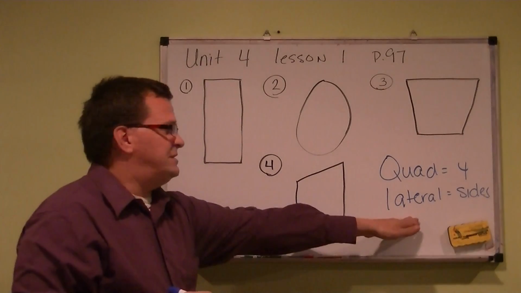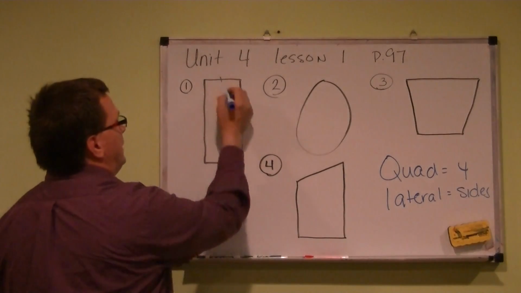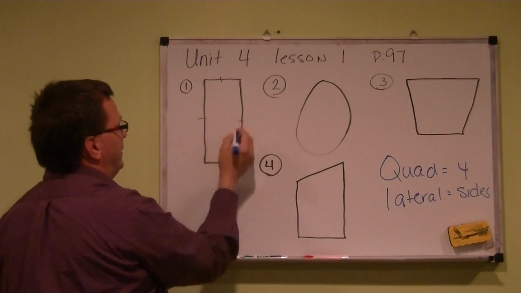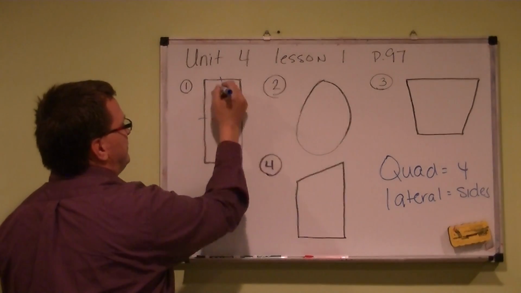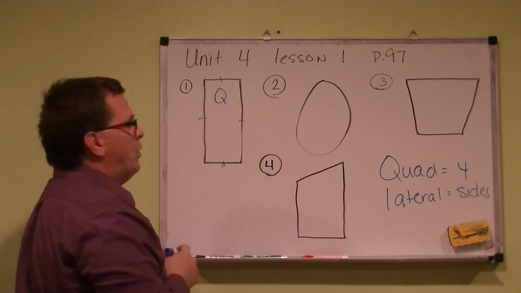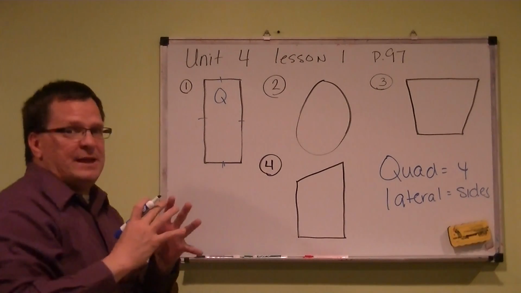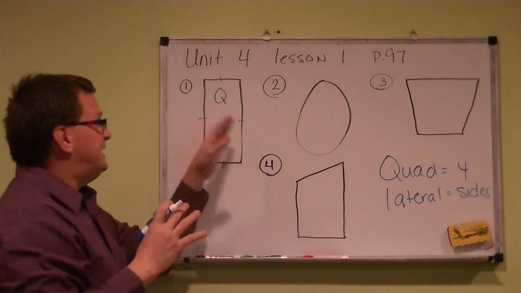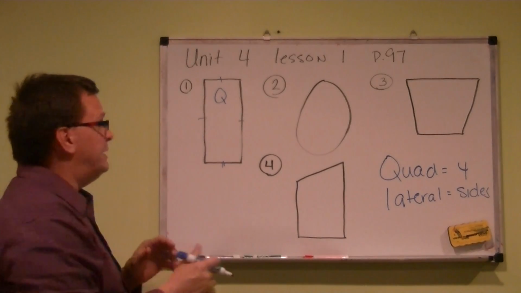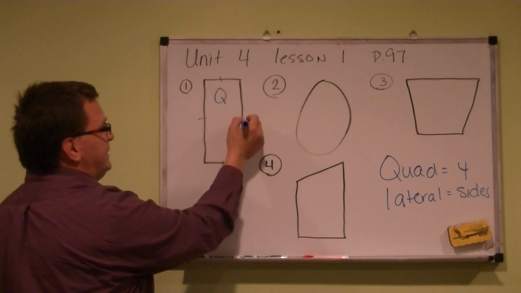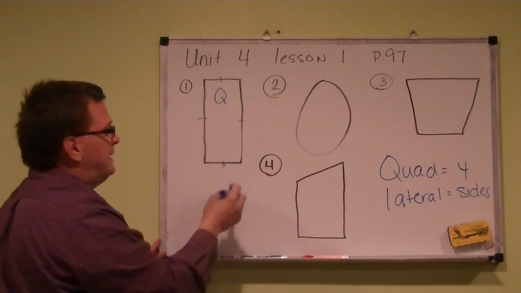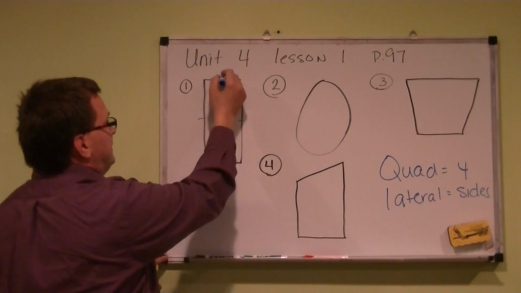Well, the question is, does it have 4 sides? 1, 2, 3, 4. So it is a quadrilateral, so we're just going to put a Q in there. What else is this shape? Well, rectangle, for it to be a rectangle, both opposite sides have to be equal or parallel. So this one is equal to this one? Yes. Is this one equal to this one? And the answer is yes.